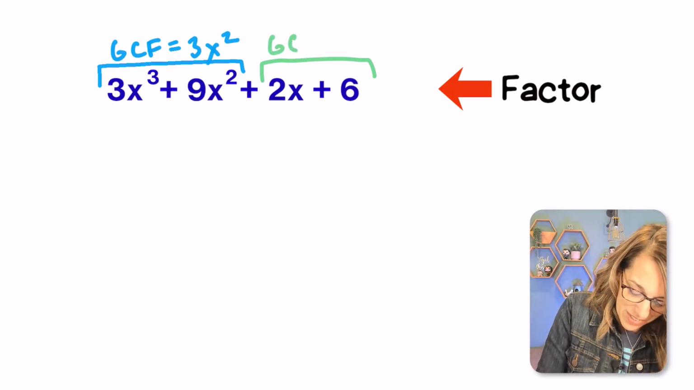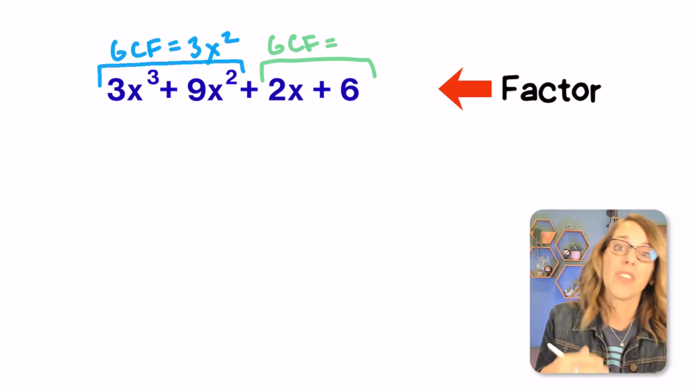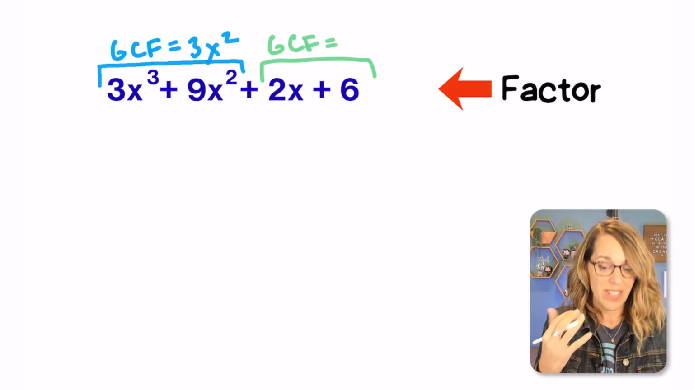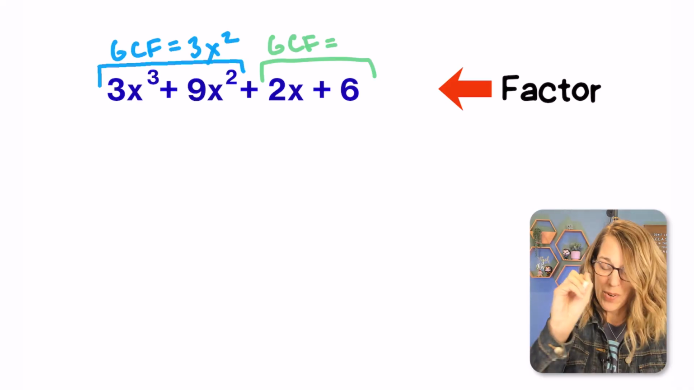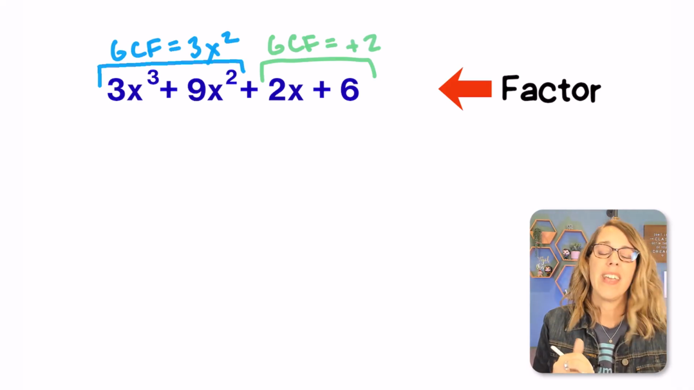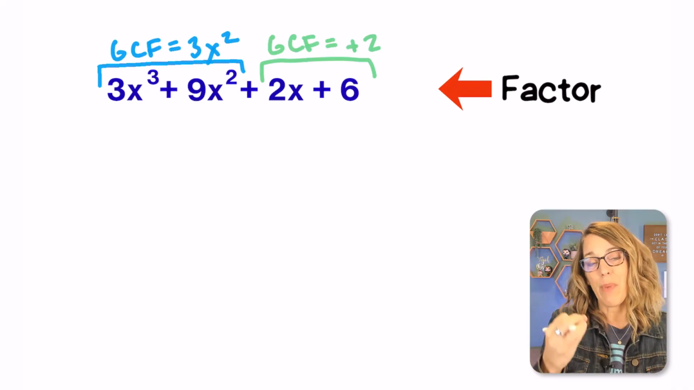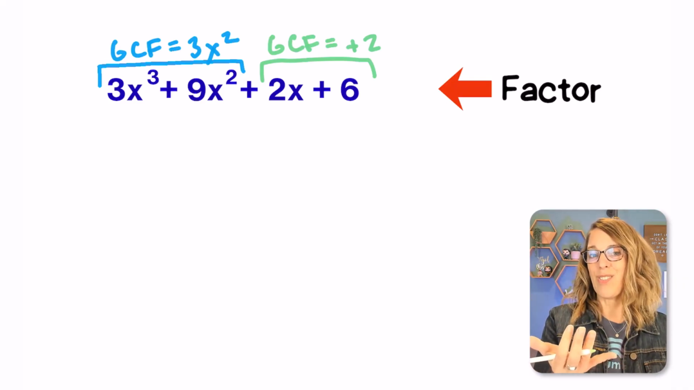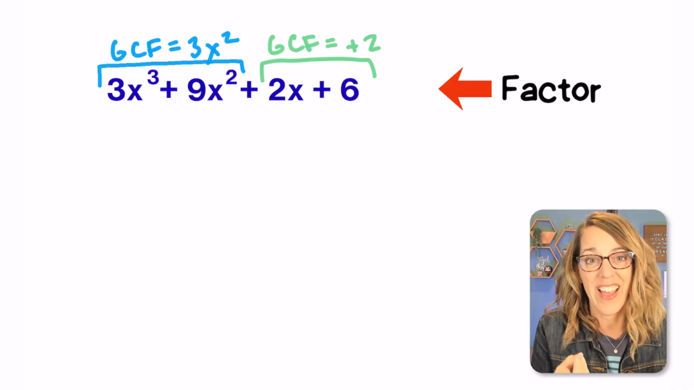So the GCF. Again, we're going to go ahead and start with the coefficients, that 2 and the 6. Well, what goes into both 2 and 6? It's going to be a 2. I'm going to record that as a positive 2. The sign is going to be important. And again, I pick up the lowest power on the x's. Well, 6 does not have an x, so there is no common x.